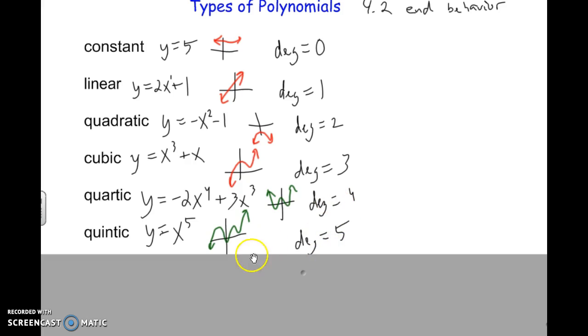You may notice that sometimes I count the number of turns. Like it turns right there, right here, right here, and right there. It has 4 turns, but it's 5th degree. This one can turn up to 3 times, and it's 4th degree. This one can turn up to 2 times, and it's 3rd degree. This one always has 1 turn, it's 2nd degree. This one doesn't have a turn, it's linear. So just some things there about types of polynomials.